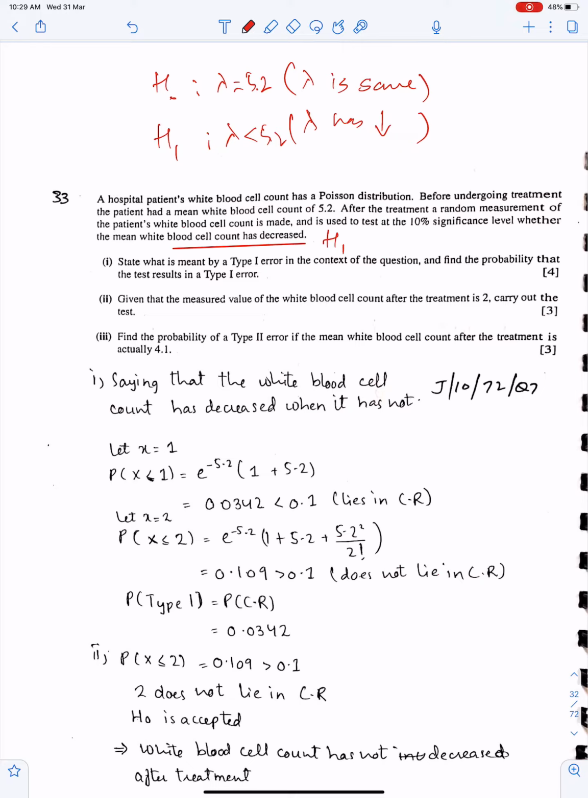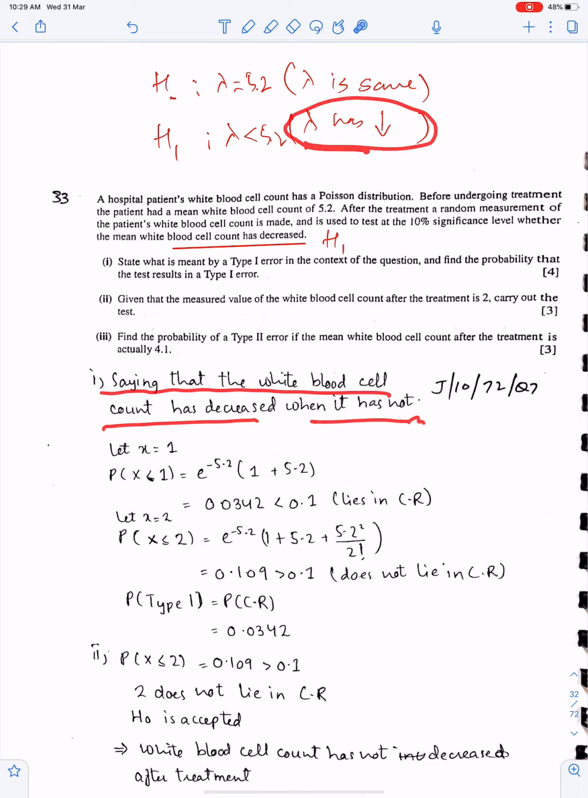Well, type 1 means you accept this fact. Type 1 means rejection of H naught, meaning you are accepting this fact. You are concluding that lambda has decreased when it is not, saying that the white blood cell count has decreased when it has not.